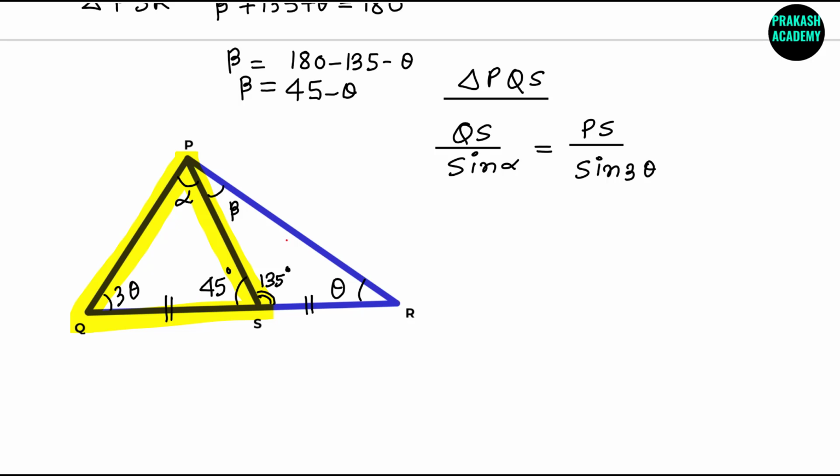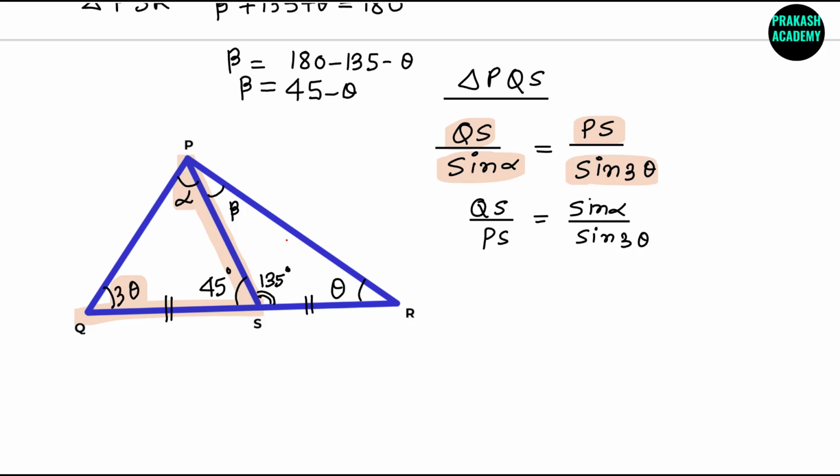QS is this side and the opposite angle is alpha. So QS divided by sine alpha. Then PS is this side and the opposite angle is 3 theta. So that's why we have PS divided by sine 3 theta. So I can rearrange and then I can write QS by PS is equal to sine alpha divided by sine 3 theta. So this is my one expression.